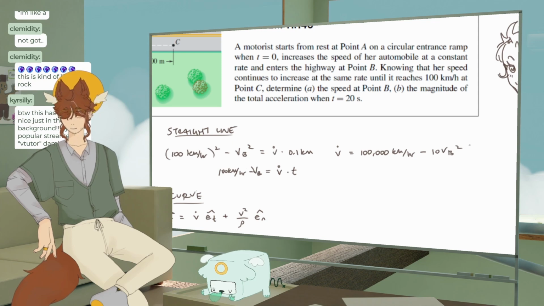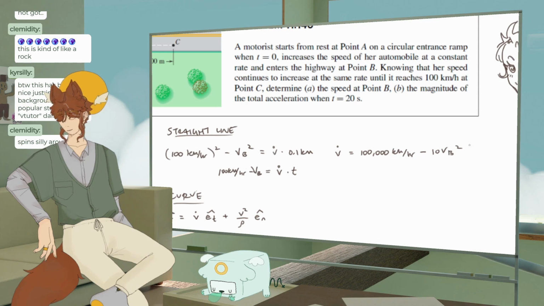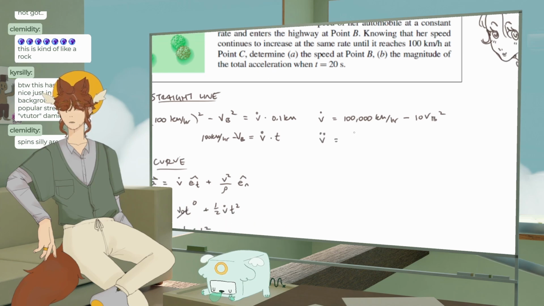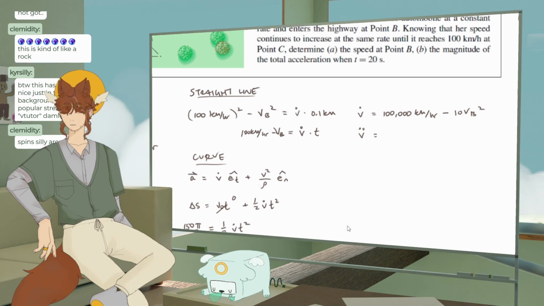I mean, I can make a 5th equation. Hear me out. 5 equations. A. But what does A even mean in this case? A is like V double dot. I don't even have V double dot anywhere. That's like the magnitude of this.